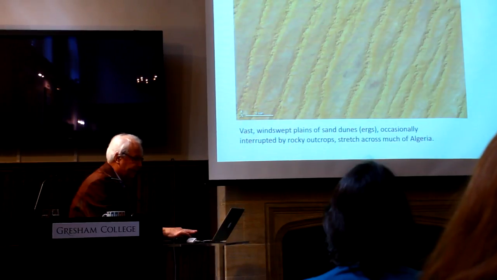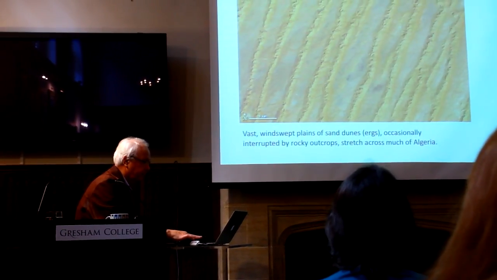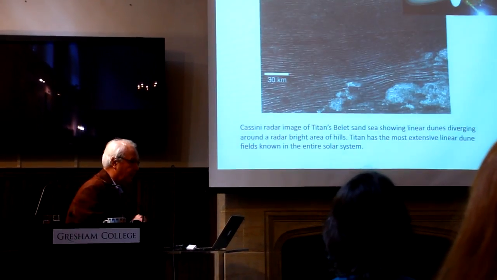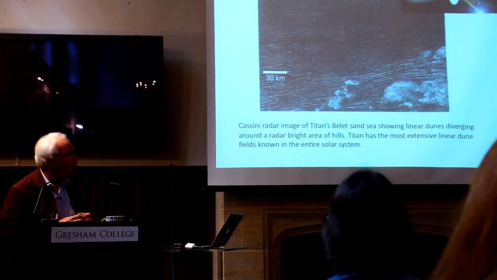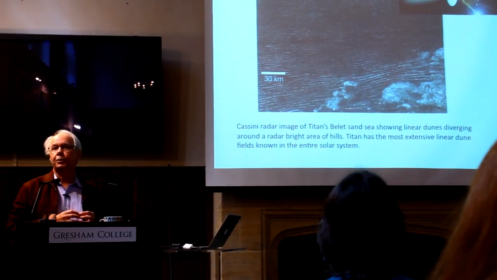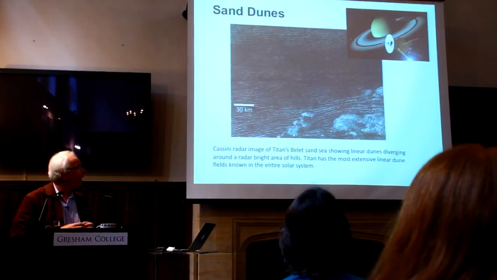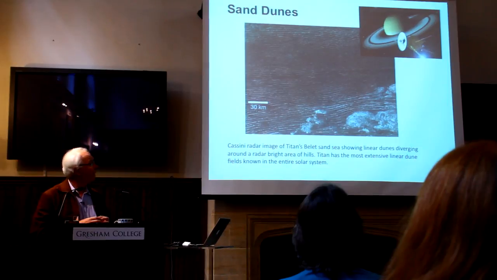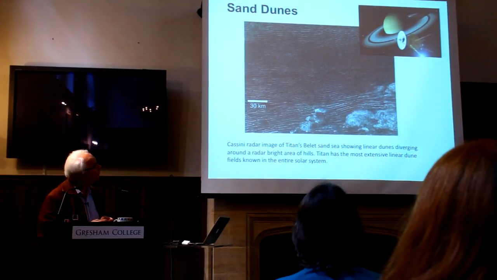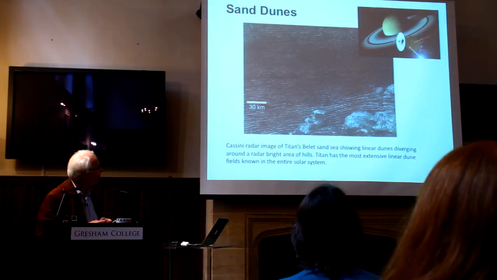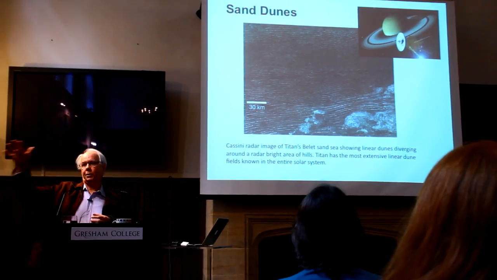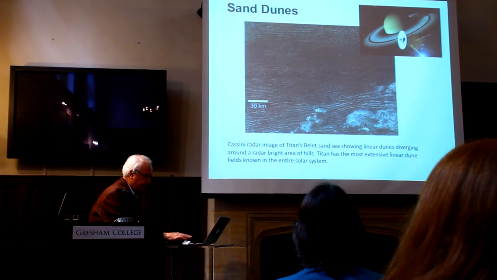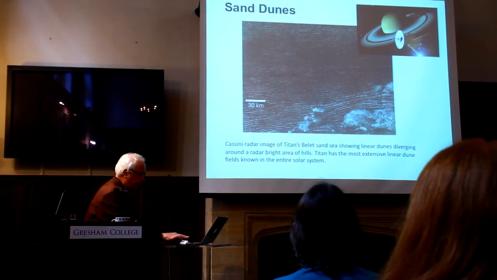Here's another example of essentially the same kind of thing. That's whereabouts in Algeria you find it. This is the biggest set of linear sand dunes, or linear dunes, they're not sand, in the solar system. And it's on Titan. It's photographed from the Cassini satellite. And there's just this vast set of linear dunes on Titan. So these things don't just occur on the Earth.